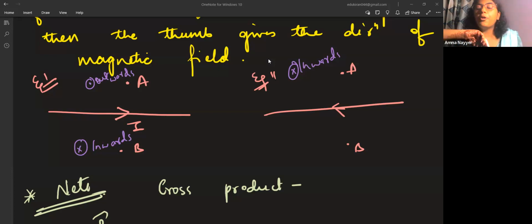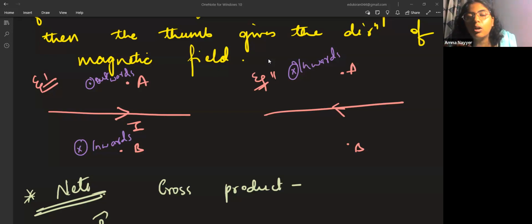Now, where is the point B? Point B is located here downwards. If I keep my hand like this, I'll not be able to curl it. Let's talk about point A first. If I keep my hand like this, I won't be able to curl it. If I keep my hand like this, point A, now I'm able to curl it.